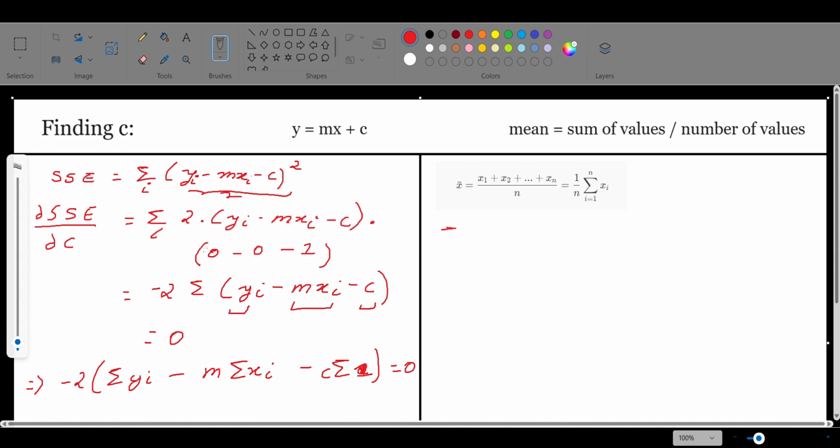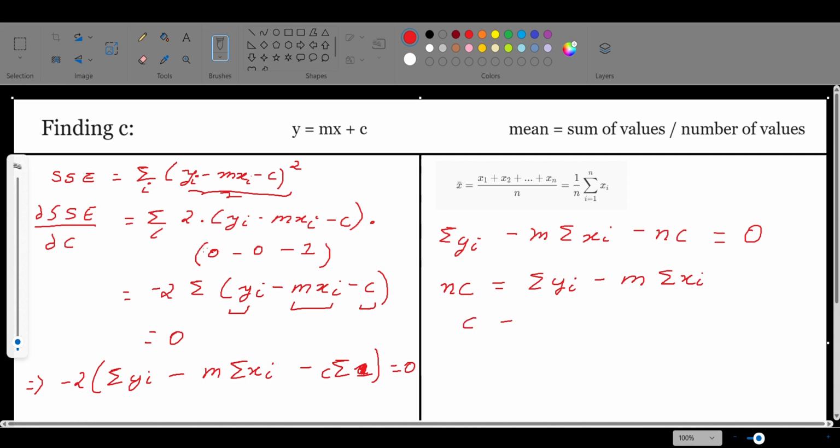So this will be equal to summation of yi minus m summation of xi minus c with the summation of 1. 1 being added to itself n times is equal to n, right? So it would be n times c, which is equal to 0. Now let's get c on one side so that we know what c is equal to. This is equal to summation of yi minus m summation of xi.